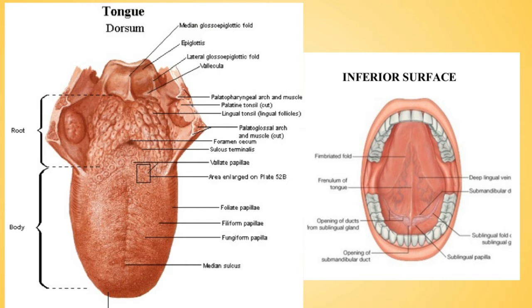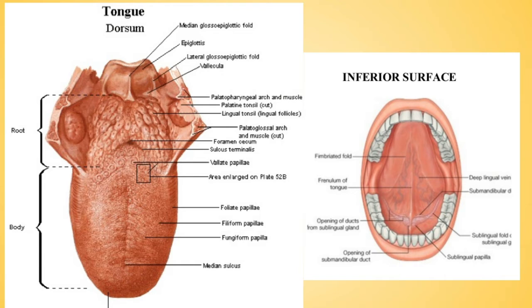Now a very important thing, the parts of the tongue. The tongue has three main parts, that is the root, tip and the body. The body comprises the upper curved surface or the dorsum and the inferior surface confined to the oral part only.